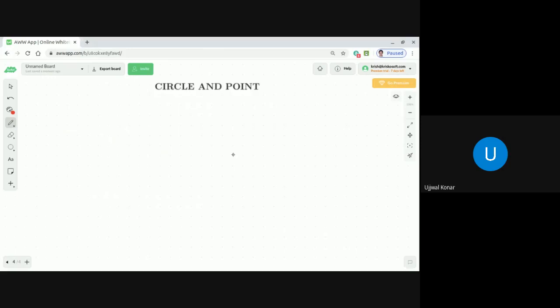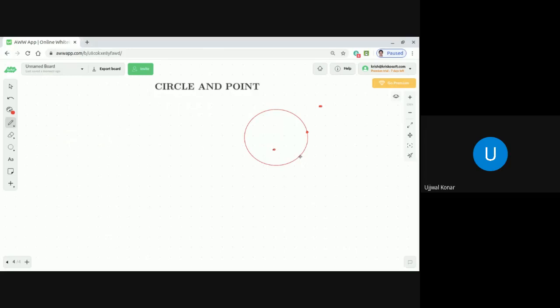So let us first visualize this problem. To visualize it, first let's draw this. Suppose this is a circle, and we have a point. Suppose this is the point. A point could be either here, or here, or it could be here. There are three different positions.